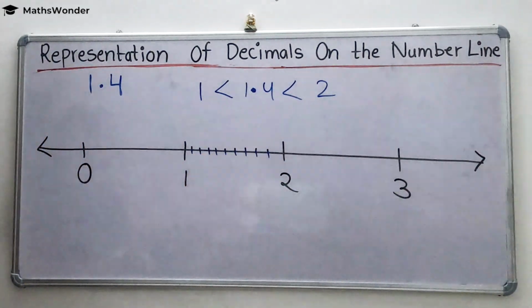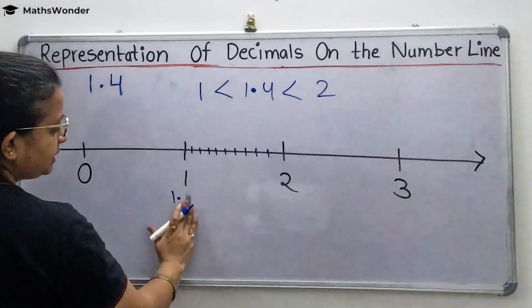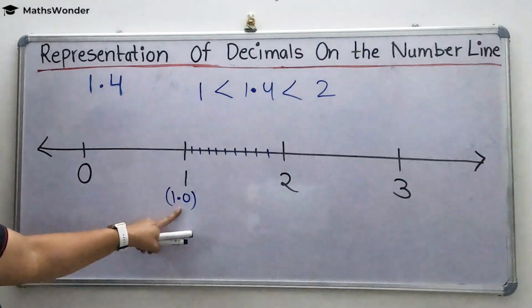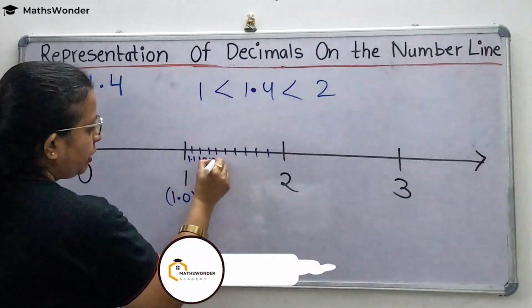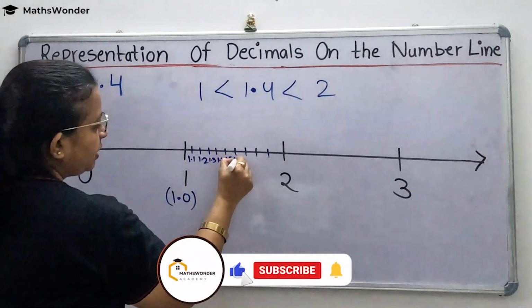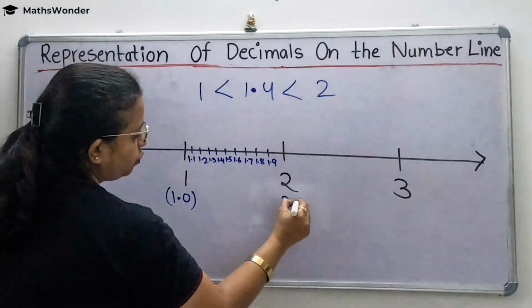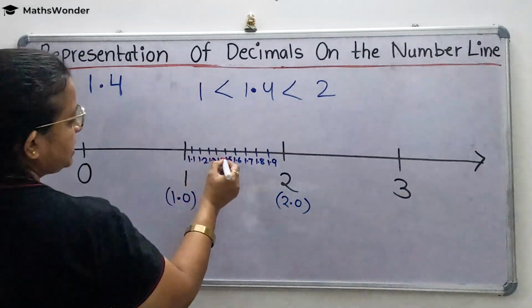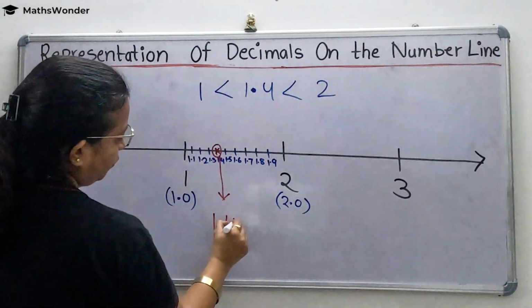This is 1. 1 you can write as 1.0. After 1.0, which number will come? 1.1, 1.2, 1.3, 1.4, 1.5, 1.6, 1.7, 1.8, 1.9, and this 2 means 2.0. So which number do you have to represent on the number line? 1.4. This is 1.4.